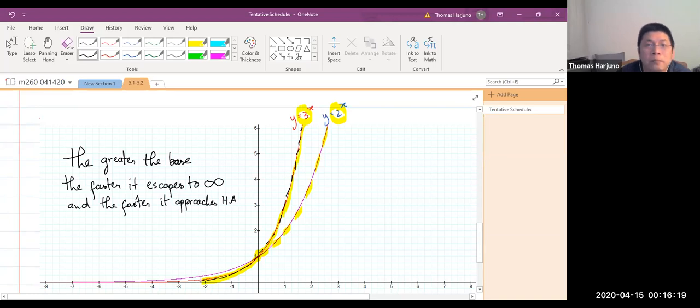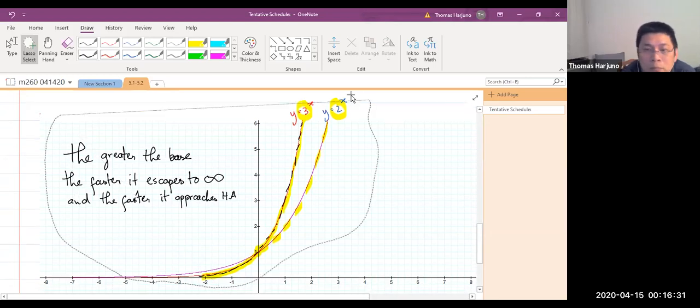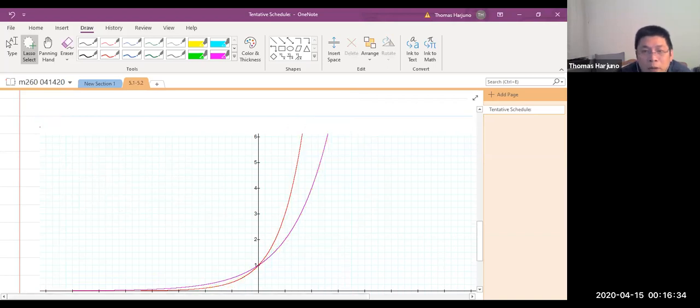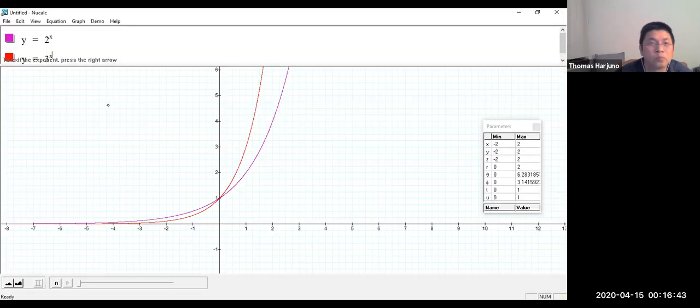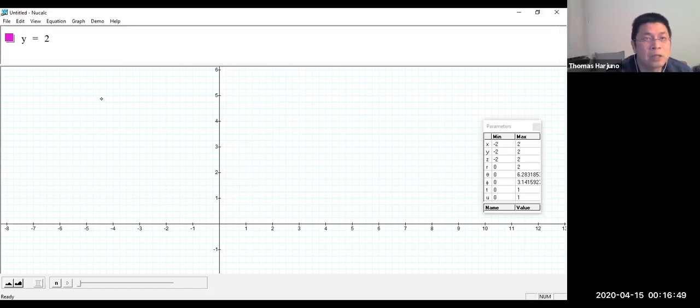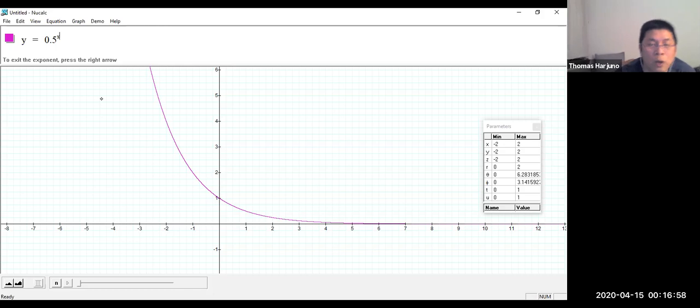Now, the similarity between these two graphs is that both of them have base greater than 1. Let's do further comparison. What happens if the base is between 0 to 1? Let's say I use 1/2 to the x, 0.5 to the x. You will see because the base is between 0 to 1, the graph is actually decreasing.